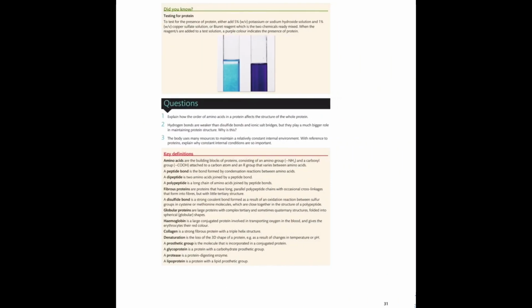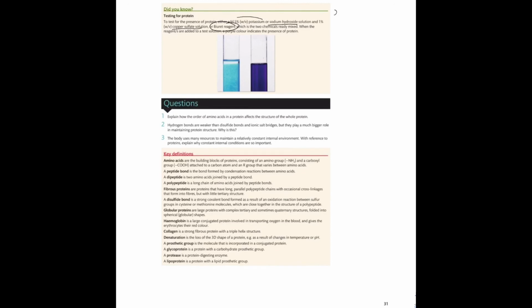So when you want to test for proteins, you would use this test. To test for the presence of protein, you'd add 5% potassium hydroxide, or you would add sodium hydroxide and copper sulfate solution, or just biuret reagent, which is the sodium hydroxide and the copper sulfate mixed together. So instead of saying you would add sodium hydroxide with copper sulfate, you will just say add the biuret reagent, because the biuret reagent is the mixture of sodium hydroxide and copper sulfate. So saying biuret reagent is totally fine.